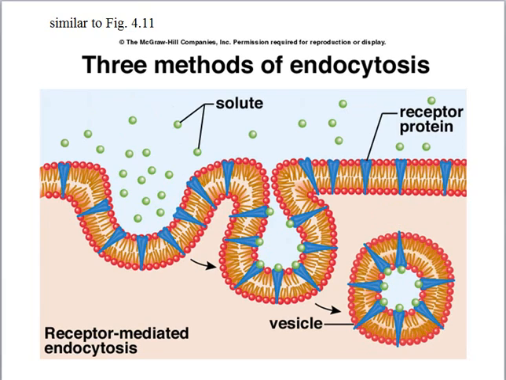Pinocytosis is another type of endocytosis. In this case, several molecules are drawn into the cytoplasm at the same time. This diagram emphasizes the role of molecules attaching to receptor proteins, which then trigger the transport.